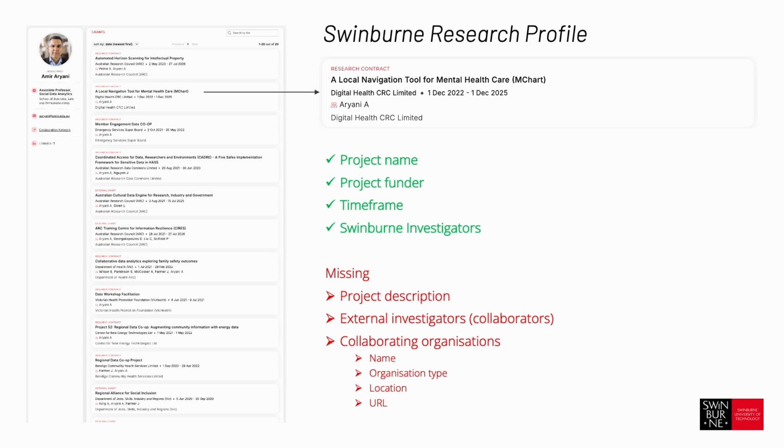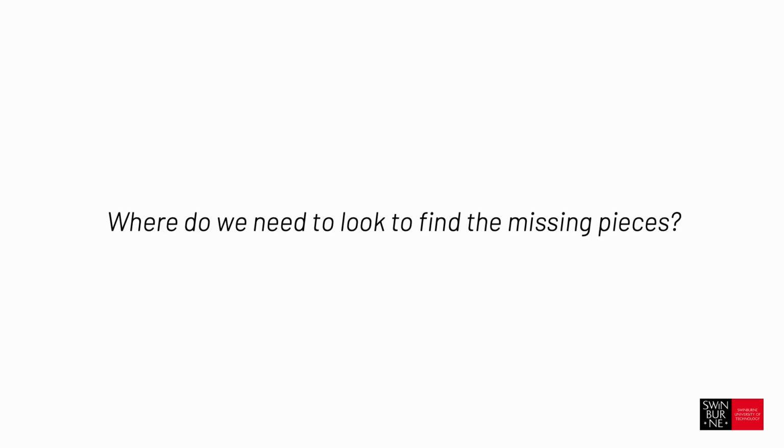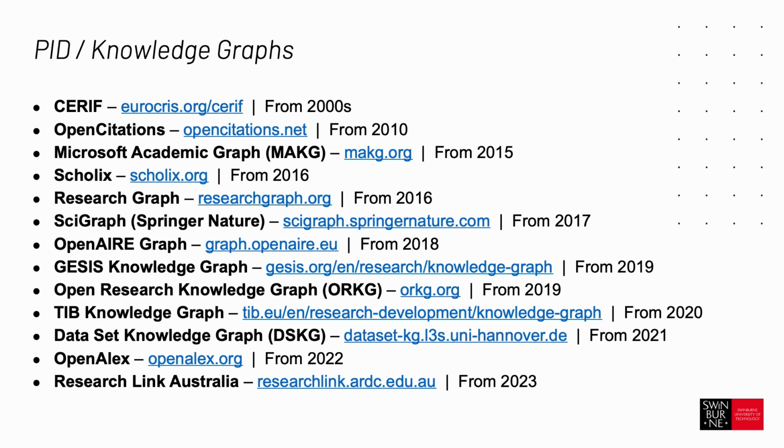Now, what can we do? The biggest question that we have to answer is that for large language models to work, in order to make those mappings, where can we get the missing pieces? There has been a significant investment in the data infrastructure that connects scholarly works together.